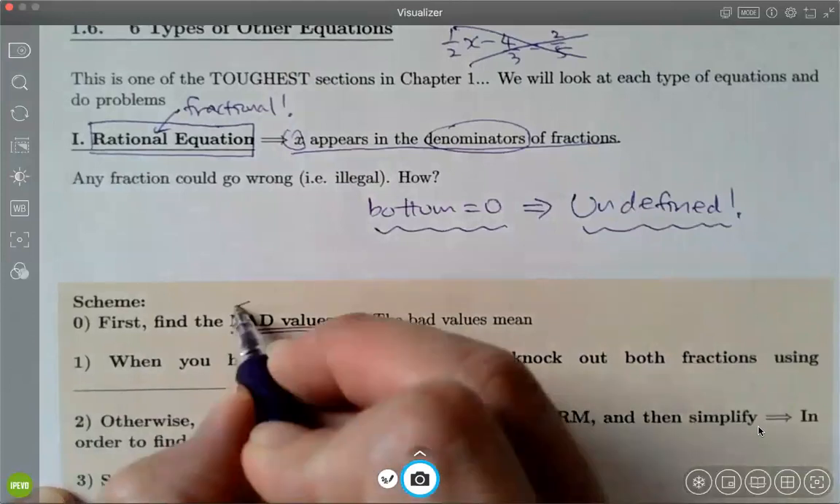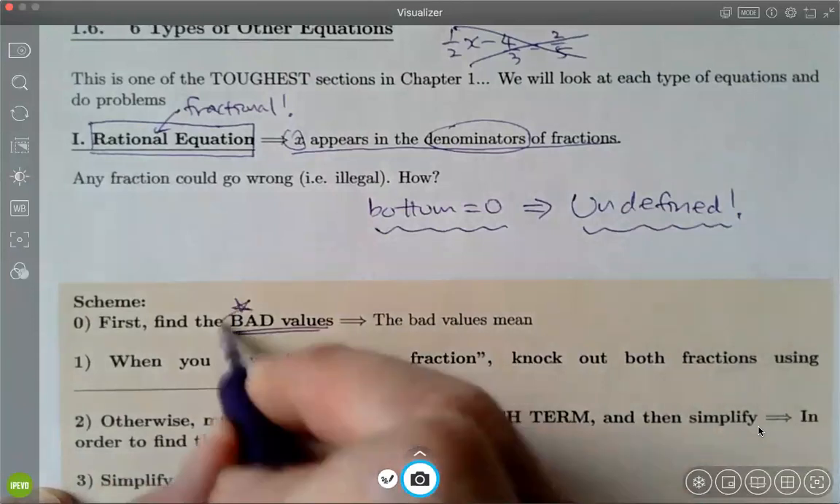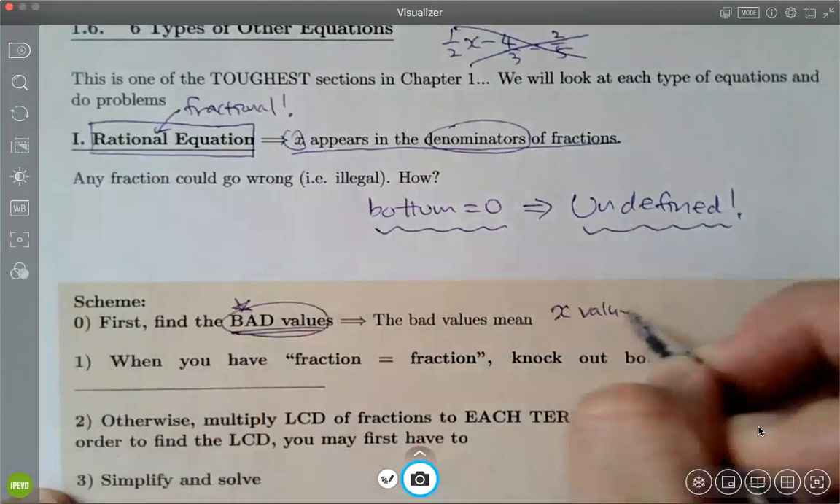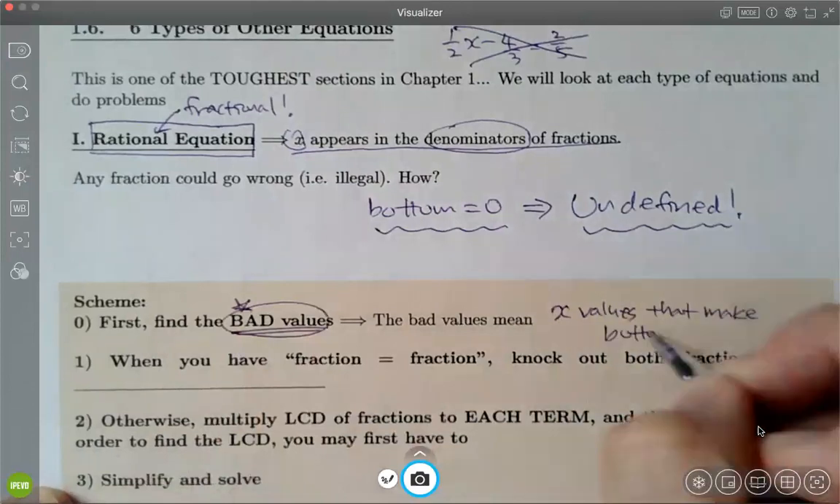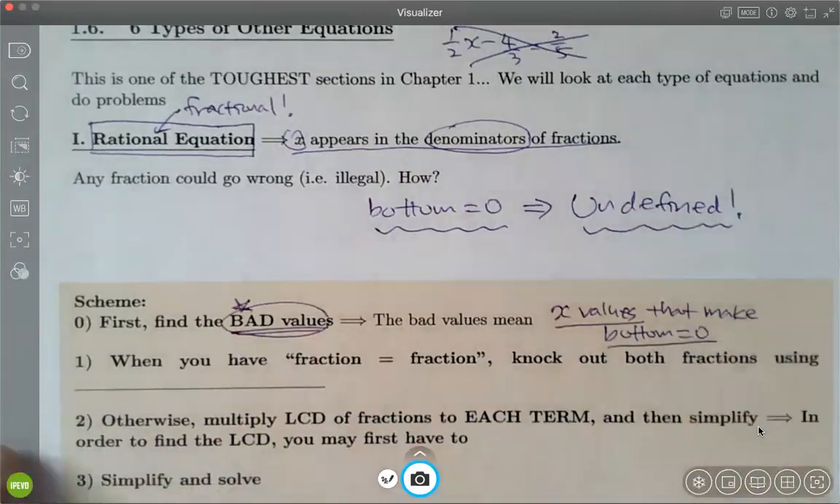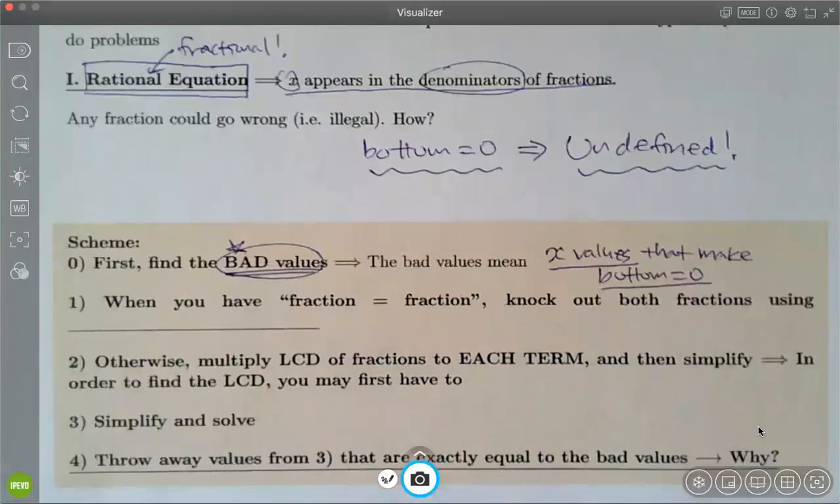Now, that's just my own notation, the bad values. But the bad values mean the x values that make denominators equal to 0. Hopefully you can see why I call them bad values. It's bad because they will make any fractions undefined, and undefined is illegal, okay? So it's the bad values.